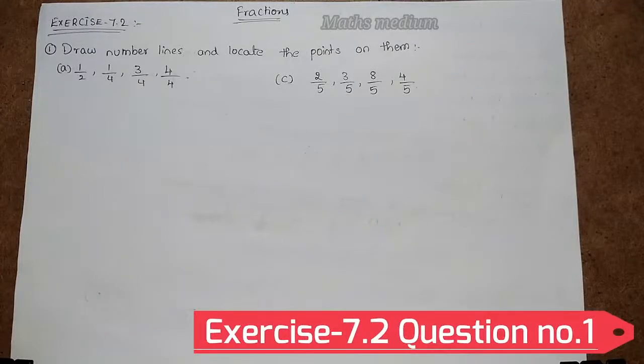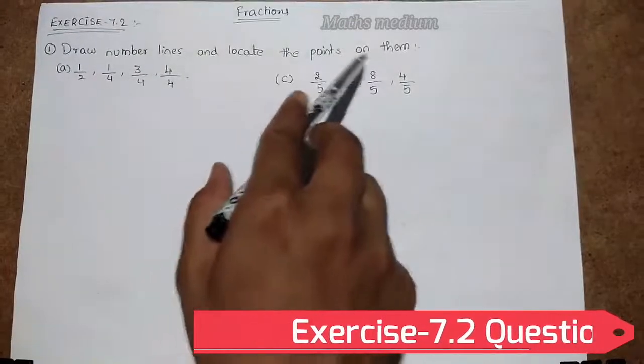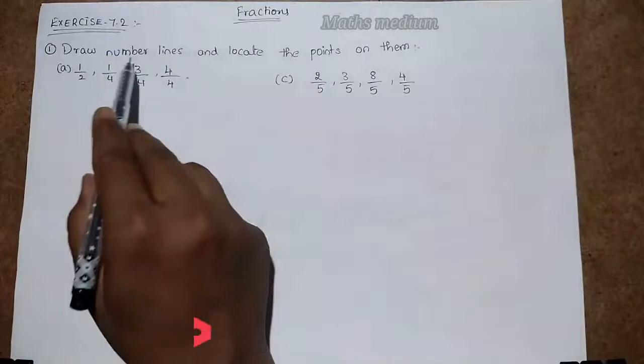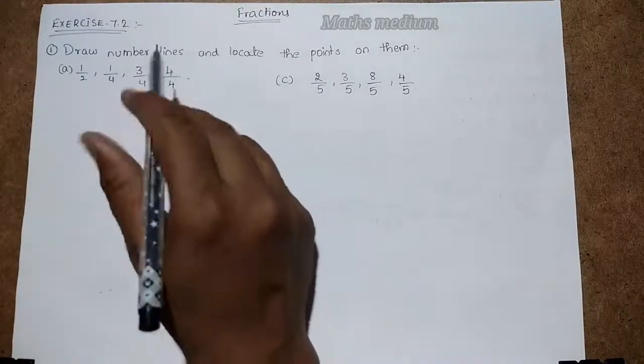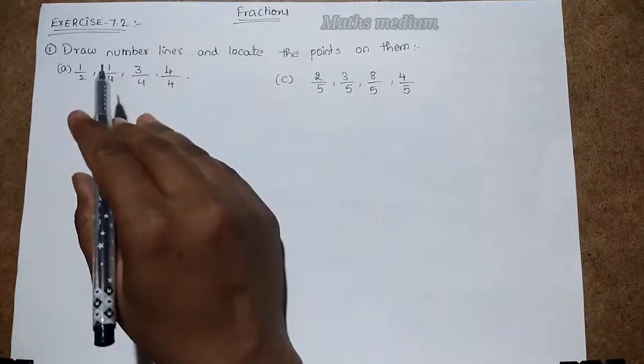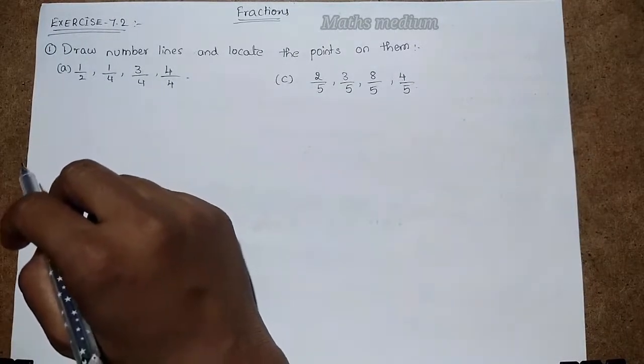Today I came with the exercise 7.2 from fractions NCERT. Question number 1. Draw number lines and locate the points on them. This is about the number lines, how we are representing fractions on a number line. I already explained you in previous videos. See the description box for the link about fraction representation on a number line.